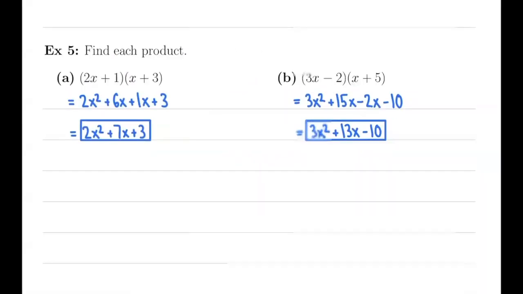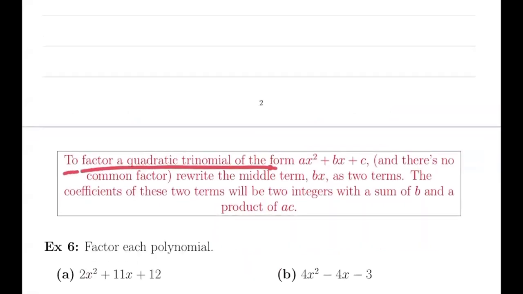All right, so that's the next thing: to factor a quadratic trinomial of the form ax squared plus bx plus c, and assuming there's no common factor, so you can't take something out and make it 1x squared, then we need to rewrite the middle term bx as two terms, and the coefficients of these two terms will be two integers with a sum of b and a product of a times c. So that's how you factor a quadratic trinomial in general.